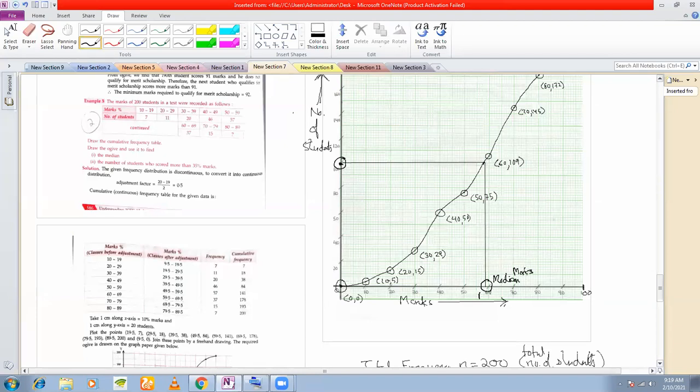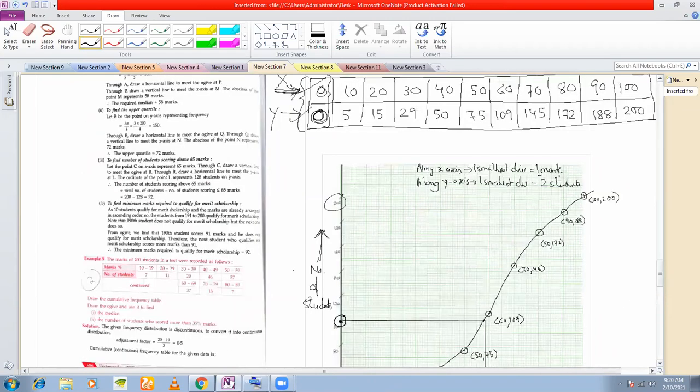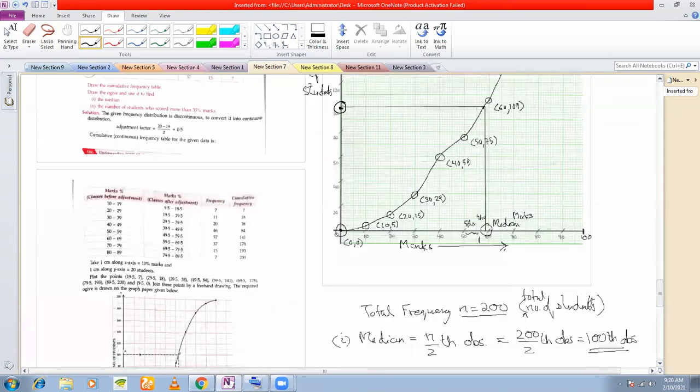Okay. Now, if you look at how much the median is here, if you count the divisions, you have 5 divisions here, and you have approximately 4 divisions here. 5 divisions here and 4 divisions here. So you have 9 divisions after 50. And what is the scale here? Along the x-axis, 1 division is 1 mark. So therefore, what should be the median? 5 divisions plus 4 divisions. Each division is 1 mark. And we are starting from 50 here.